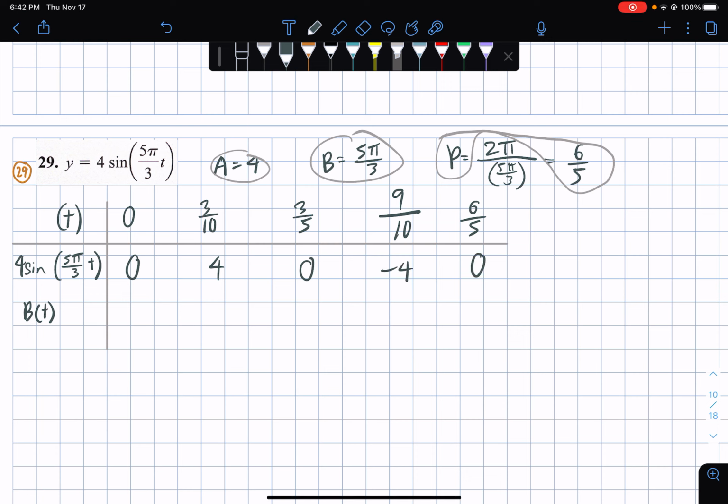The bt variables, it's basically again t divided by b. So 0 divided by 5 pi over 3 is 0. 3 over 10 divided by 5 pi over 3 is 0.06. 3 over 5 divided by 2 divided by 5 pi over 3 is 0.11. Then next is 0.17 and 0.23. So here are the coordinates.